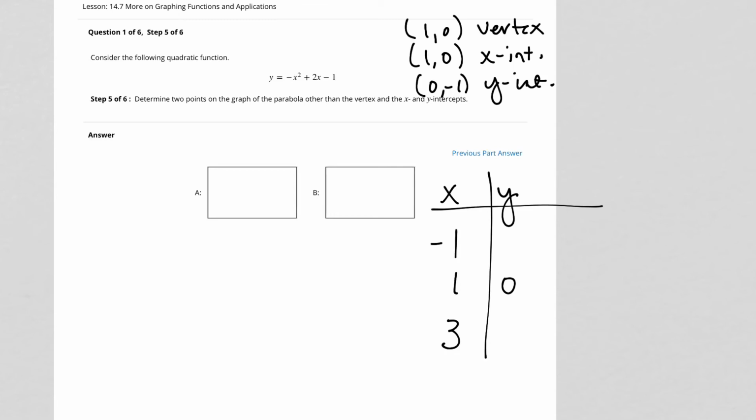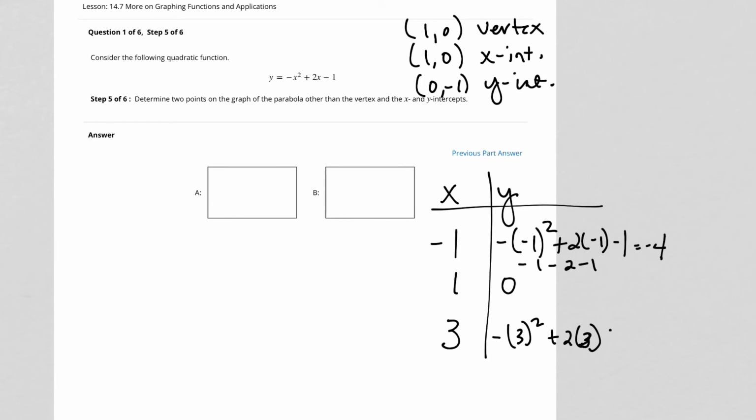When I plug in negative 1, I have negative (1 squared) plus 2 times negative 1 minus 1. Negative 1 squared is 1, making that negative. It's negative 1 plus 2 times negative 1 is negative 2. So we have negative 1 minus 2 minus 1, which is negative 4. When I plug in 3, I have negative (3 squared) plus 2 times 3 minus 1. 3 squared is 9, which making that negative is negative 9. 2 times 3 is 6, so that's plus 6 minus 1. Negative 9 plus 6 is negative 3 minus 1 is negative 4. So my two ordered pairs are (negative 1, negative 4) and (3, negative 4).